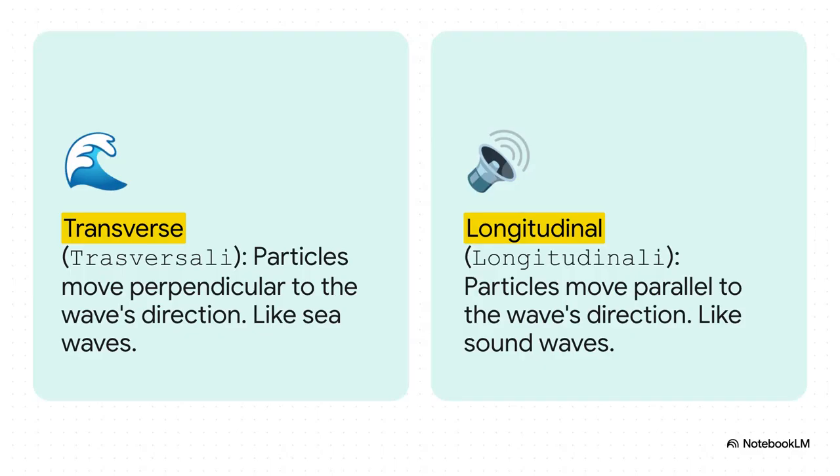Now, waves pretty much come in two main flavors. On one hand, you've got transverse waves. This is where the particles move up and down while the wave itself moves forward. Like a classic ocean wave. But then you have longitudinal waves. Here, the particles get squished together and pulled apart in the same direction the wave is traveling. Imagine a slinky being pushed.